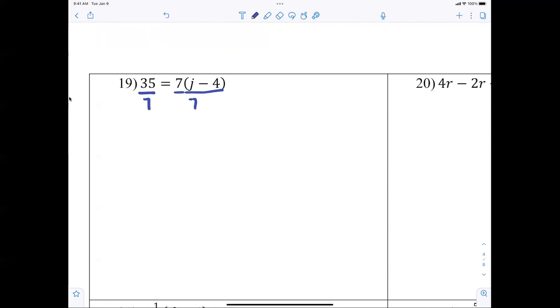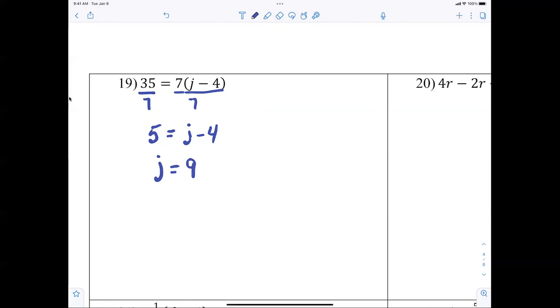Yeah, so that would be 5 equals J minus 4. Exactly. All right, that's a shortcut. The only time I would do that is if I notice on the left side, I can divide by 7 and it goes evenly. And then finally, you add 4, and so J equals 9 is perfect.